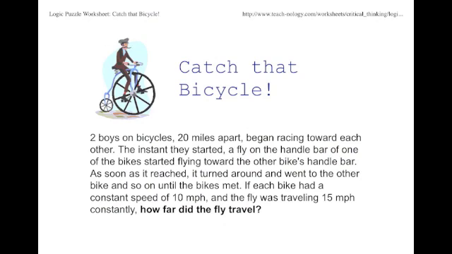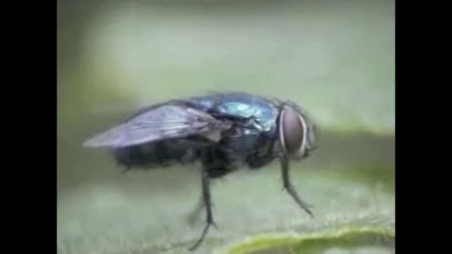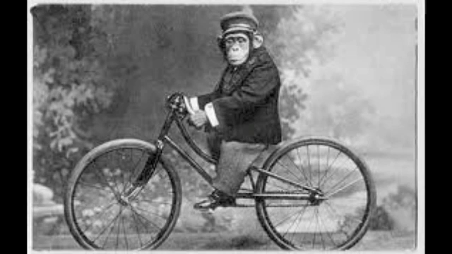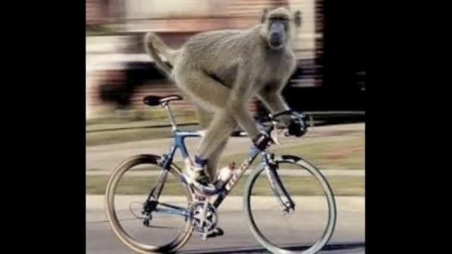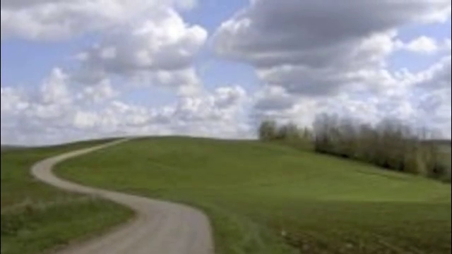Two boys on bicycles 20 miles apart began racing toward each other. The instant they started, a fly on the handlebar of one of the bikes started flying toward the other bike's handlebar. As soon as it reached it, it turned around and went to the other bike, and so on until the bikes met. If each bike had a constant speed of 10 miles per hour, and the fly was traveling 15 miles per hour constantly, how far did the fly travel?